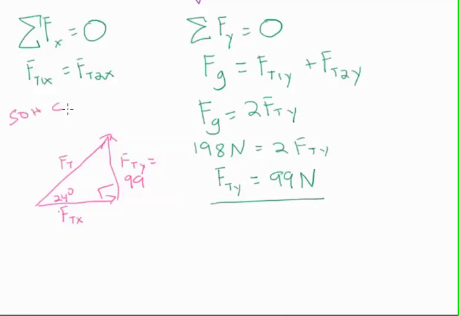SOH CAH TOA. So involves opposite and hypotenuse. So we would say the sine of 24 degrees is equal to opposite, which is 99 newtons, over hypotenuse. And we can do our math, and we get 243 newtons, but when we look back we can see that we only need two significant figures, so we round this to 240 newtons.